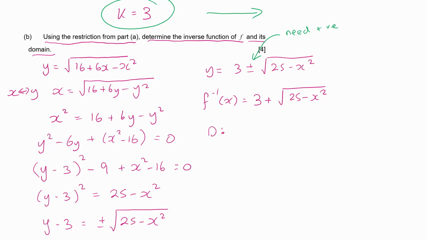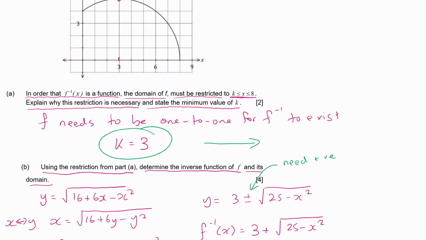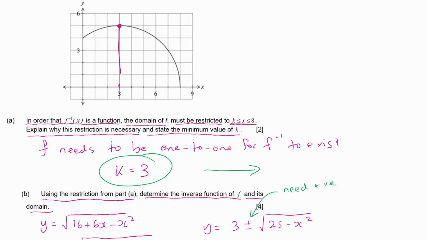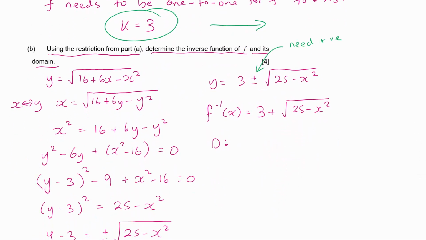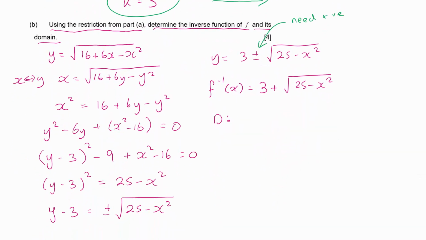The domain for that, if we go back to the graph, needs to be the same as the range of the original function. So the domain would be for real values between 0 and 5.